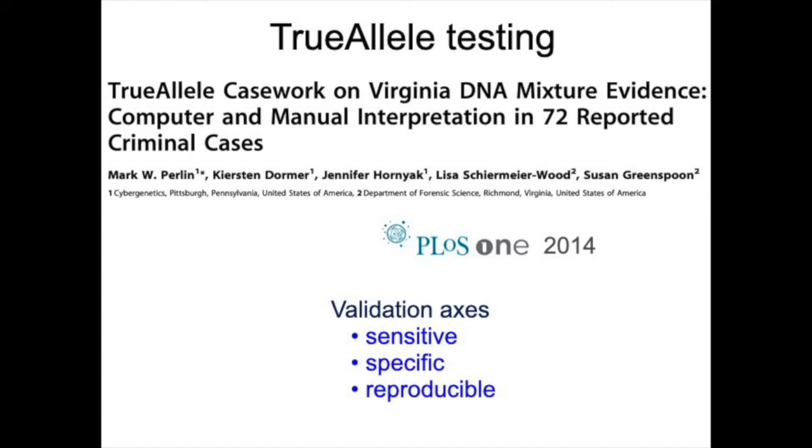The main axes of validation that we look at that are in standards are described here. Is the method sensitive? That means if someone did leave their DNA, is TrueAllele picking it up? We're getting a match statistic that's inclusionary. Is the method specific? If somebody didn't leave their DNA, are we giving an exclusionary result? And if not, what's the false positive rate? This is great for producing error rates. Under Daubert, error rates can be high or low, but by looking at specificity, we can produce them.